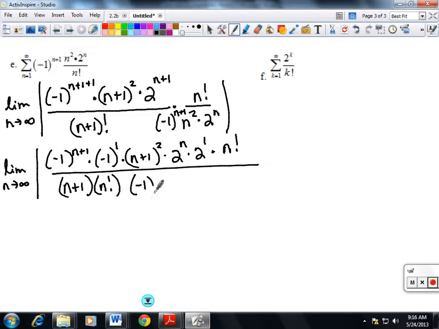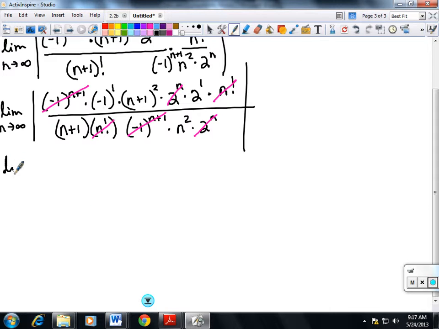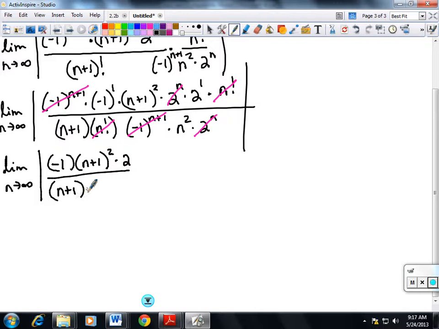And then this is -1 to the n plus 1 times n squared times 2 to the n. Let's see what cancels here. 2 to the n. N factorial. Anything else? Oh, -1 to the n plus 1. And I'm looking, and that's all I see. Okay, so that's the limit as n goes to infinity of -1 times n plus 1 squared times 2 over n plus 1 times n squared.